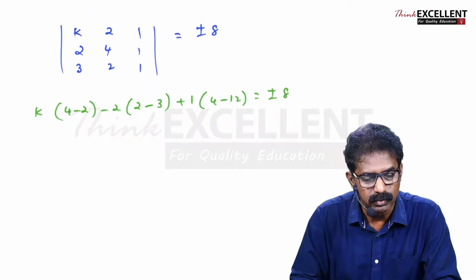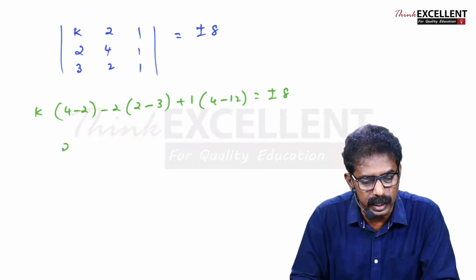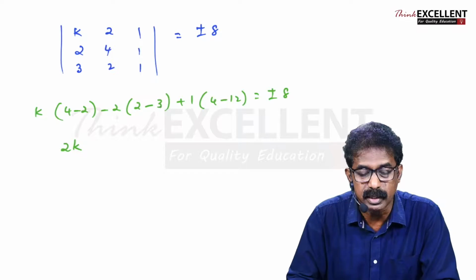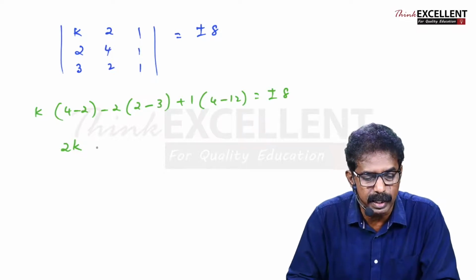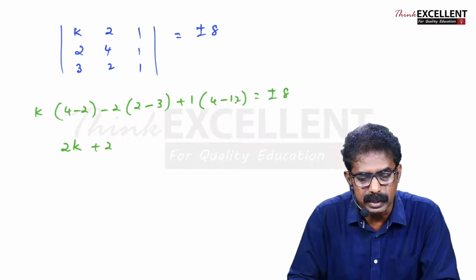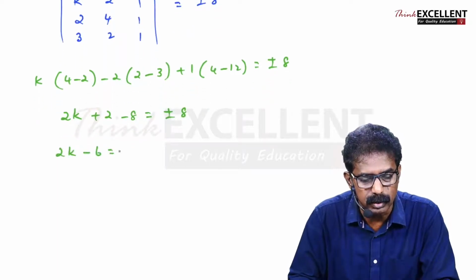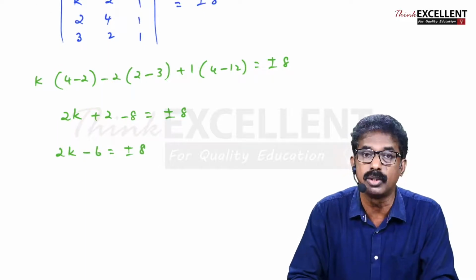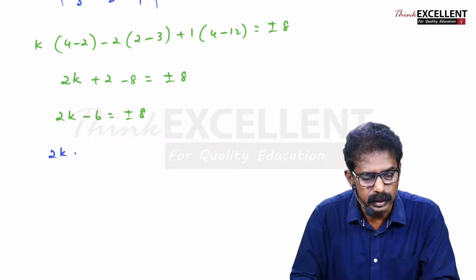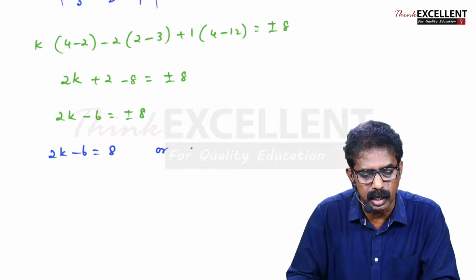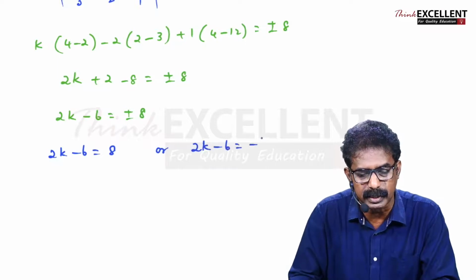Okay. So 4 minus 2, it is 2, so 2k. 2 minus 3, it is minus 1. Minus 1 into minus 2, it is plus 2. Here minus 8, equal to plus or minus 8. So 2k minus 6 equal to plus or minus 8. Now we split into 2: 2k minus 6 equal to plus 8 or 2k minus 6 equal to minus 8.